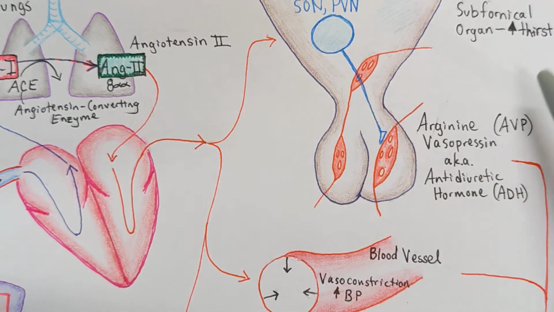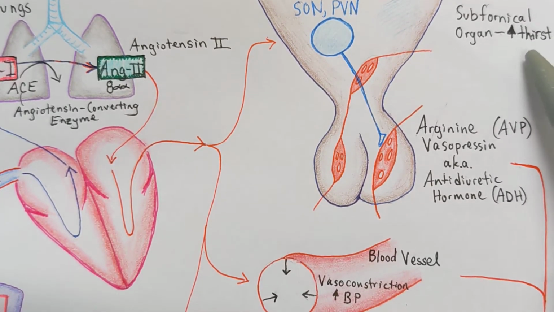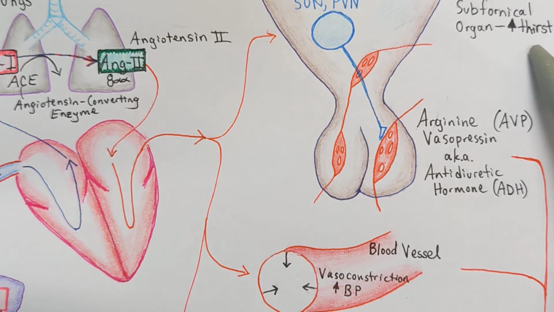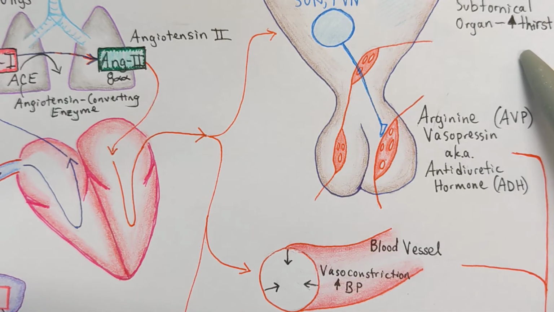This is going to trigger our thirst response. So if our blood pressure is low, we can start drinking more water and therefore have more fluid in our body to increase the volume of the blood and therefore increase the blood pressure.